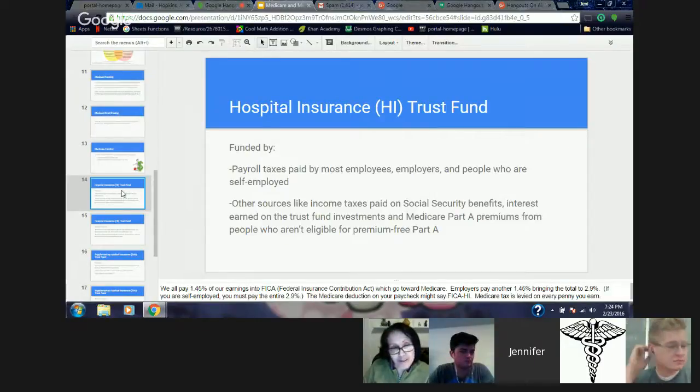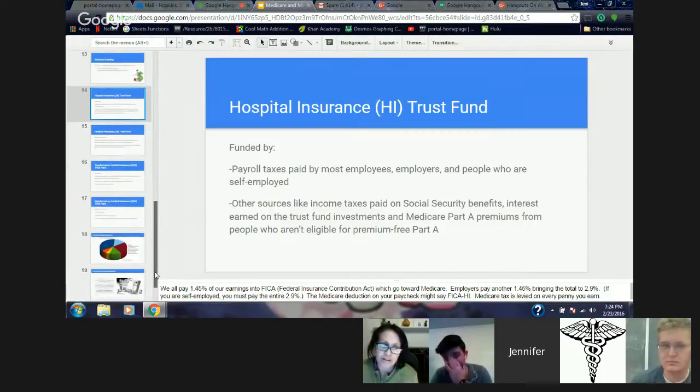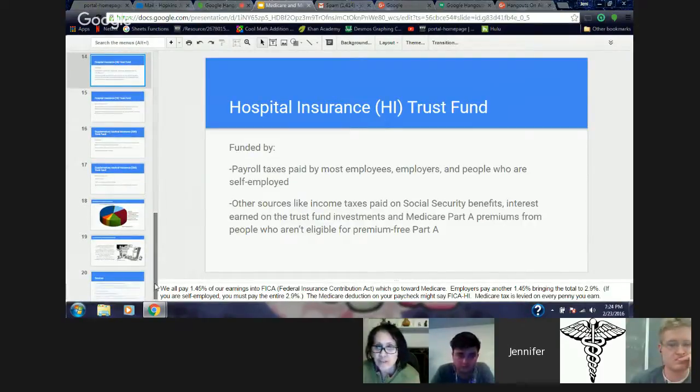Hospital Insurance Trust Fund, funded by payroll taxes paid by most employees, employers, and people who are self-employed. Other sources like income taxes paid on Social Security benefits, interest earned on the trust fund investments, and Medicare Part A premiums from people who aren't eligible for premium-free Part A.